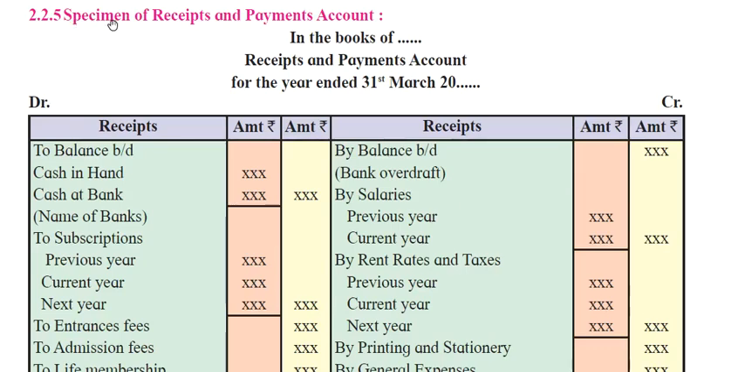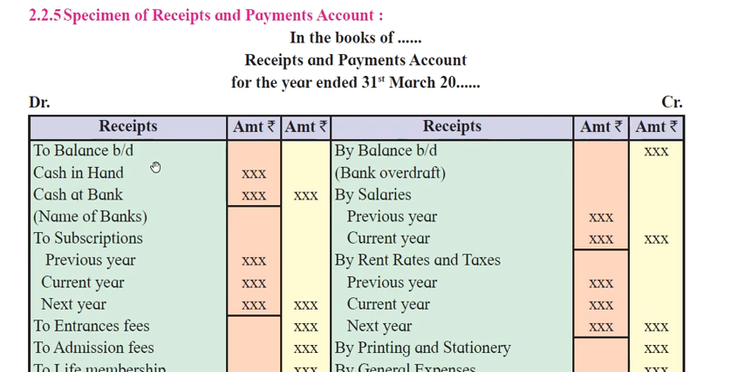So this is a specimen of receipts and payments account. In the books of receipts and payments account for the year ended 31st March 2020, we'll see what the entries are on the receipt side, and what the entries are on the credit side, in a receipts and payments account.